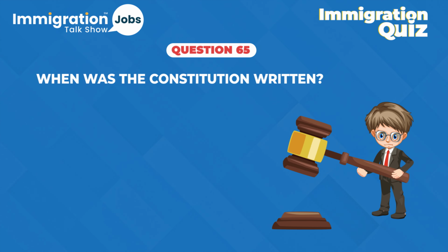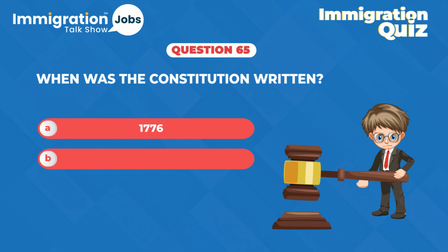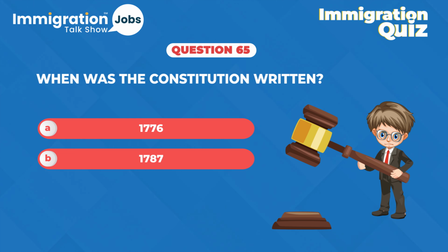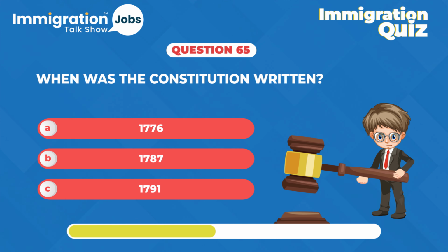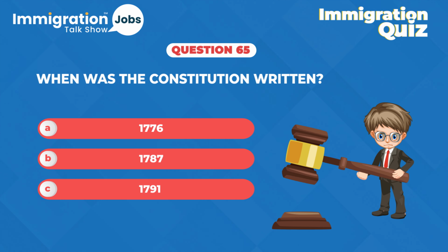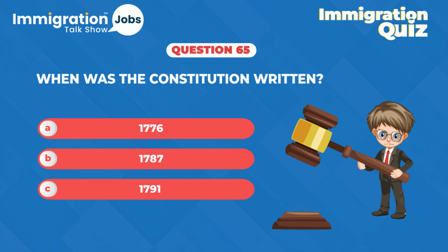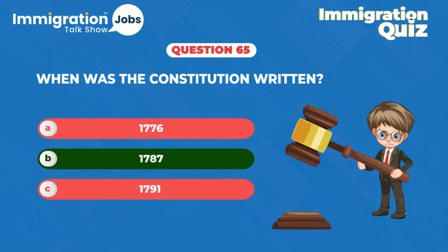When was the Constitution written? Option A, 1776. Option B, 1787. Or option C, 1791. And the correct answer is option B, 1787.